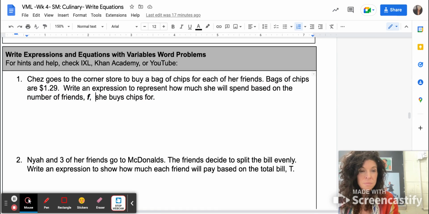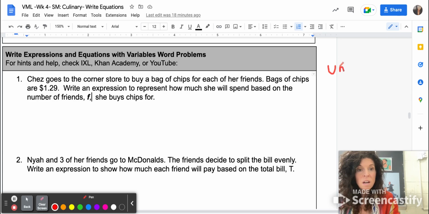What do we not know? We don't know how much she will spend. We also don't know how many friends she has. Okay, so when we do not know something, we're going to use a variable. So whatever is unknown, we're going to use a variable. Now, what is the important information here?